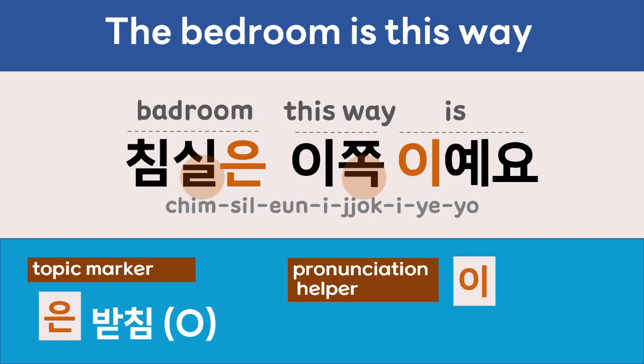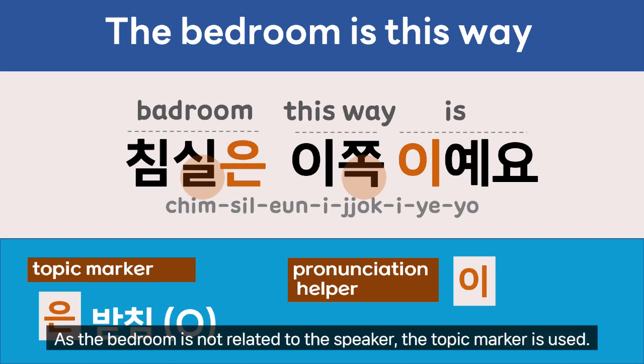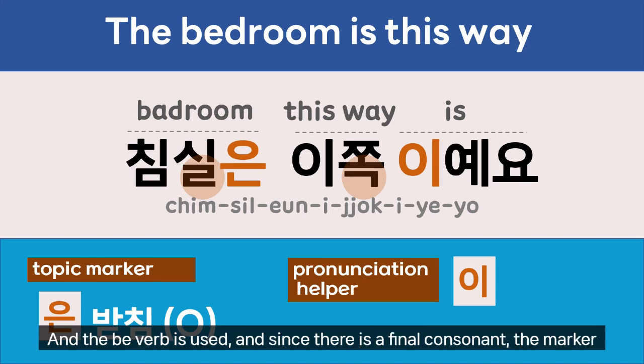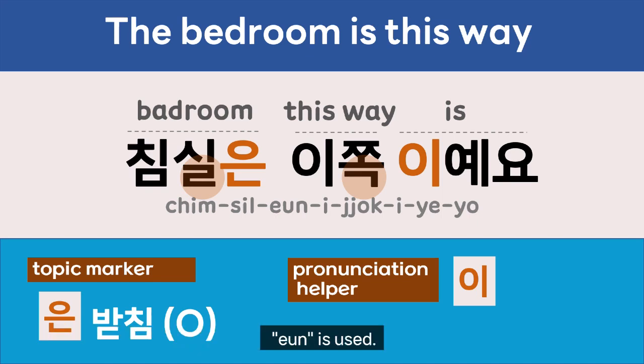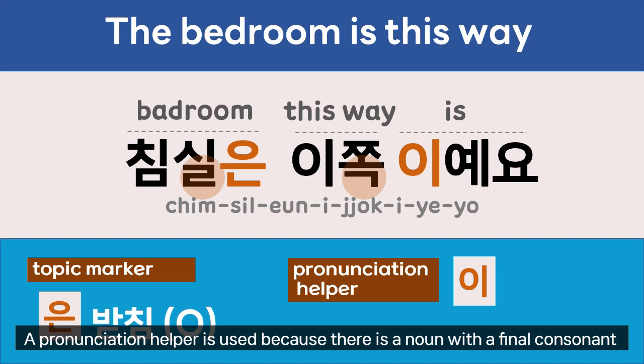The bedroom is this way. 침실은 이쪽이에요. As the bedroom is not related to the speaker, the topic marker is used. And the be verb is used, and since there is a final consonant, the marker 은 is used. A pronunciation helper is used because there is a noun with a final consonant before the be verb.